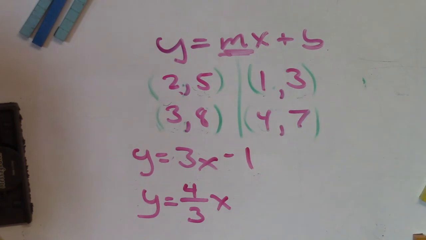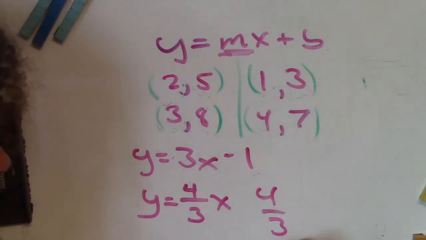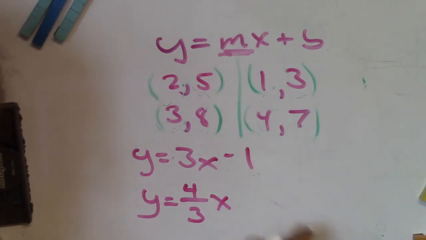Right. Alright, so 4/3 is the same thing as 1 1/3, I know that. So how much more do I have to add to 1 1/3 to get to 3? Well, if I add 2, that's too much. I have to add 1 2/3.